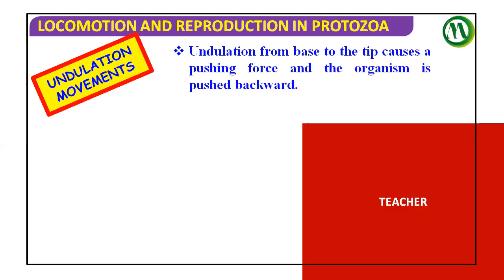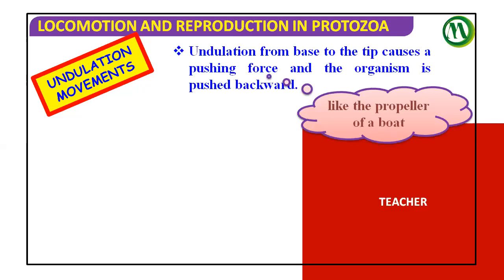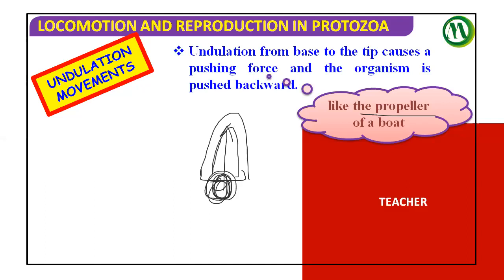Undulation from the base to tip causes a pushing force and the organism is pushed backward, like the propeller of a boat. Imagine a boat, and you may find a fan-like structure on the posterior side of the boat that you call a propeller. So what is happening there? Undulation from the base to tip causes a pushing force, and the organism is pushed backward. Imagine this is a boat. I am not a fair artist to draw the boat, that's why I said imagine it as a boat.